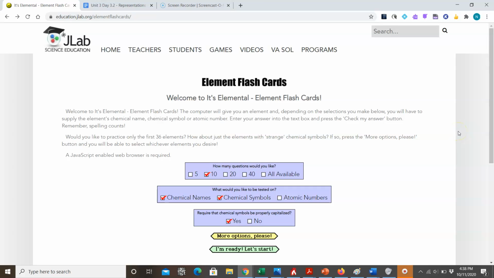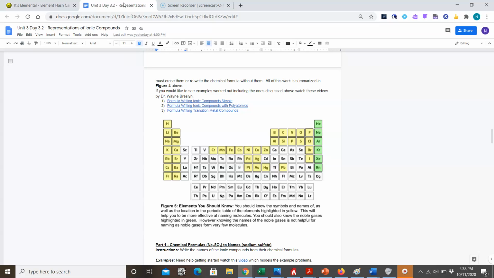Hi, welcome to the video on how to use the element flashcards, which you can use to study the important elements that you ought to know the names of and at least general locations in the periodic table. So remember, these are the elements that you ought to know.